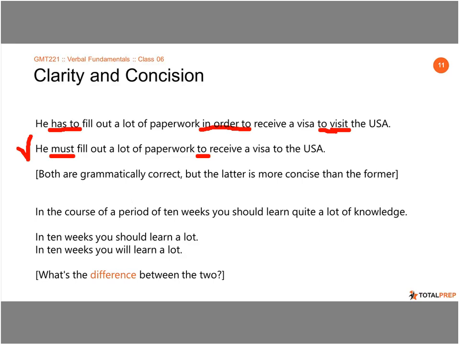I don't know about you, but we only take a visa if we want to visit. So the meaning to visit is implied right over here in the word visa to the USA. So as it's written over here, both are grammatically correct, but the latter is more concise than the former without loss of meaning.